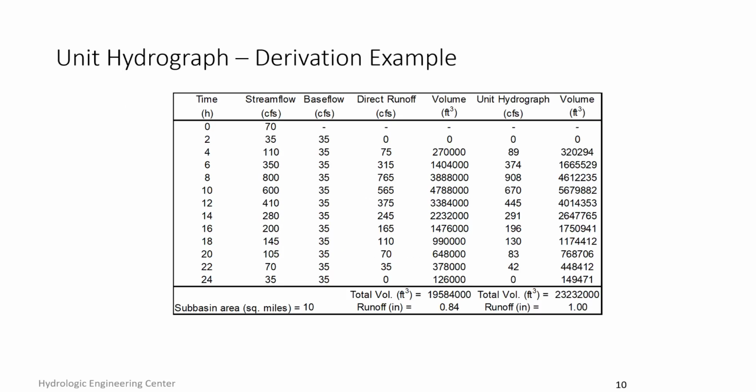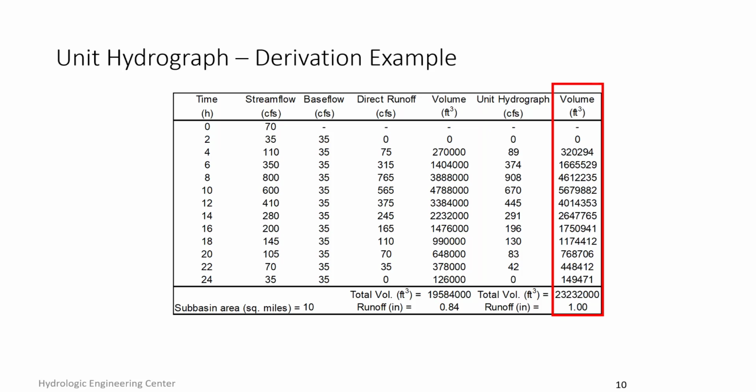So here is a unit hydrograph derivation example, starting with the observed stream flow for 24 hours. We use a simple base flow separation technique of 35 CFS, which gets subtracted from the hydrograph to get our direct runoff, as well as calculating the volume of our direct runoff. In this case, the volume was calculated using the trapezoid method. Once we get our total volume, we divide by the watershed area to get the runoff depth. We scale our direct runoff by dividing by the runoff depth to obtain our unit hydrograph.